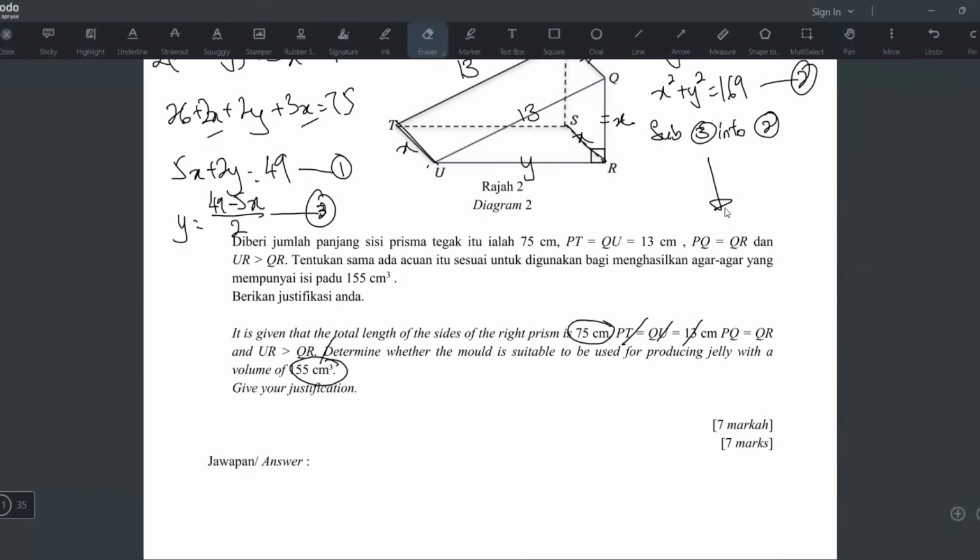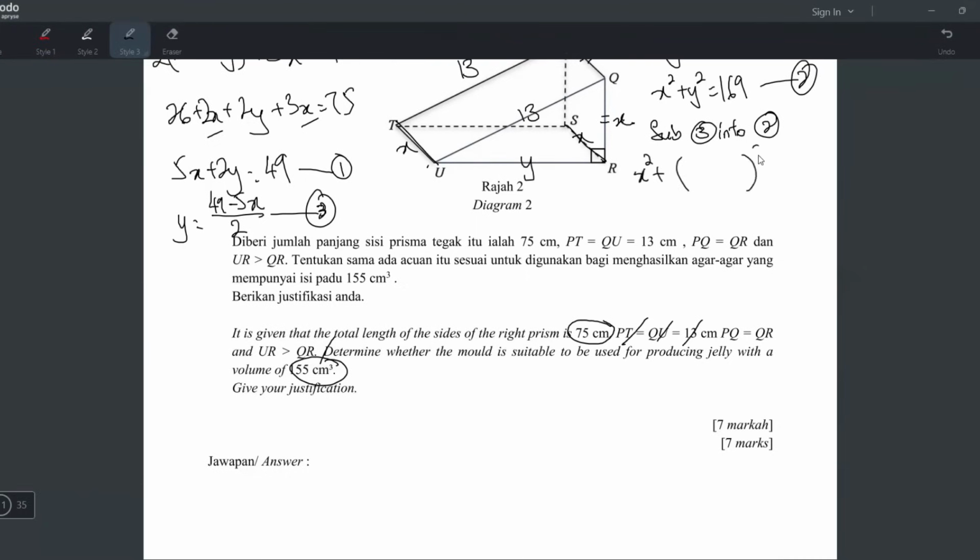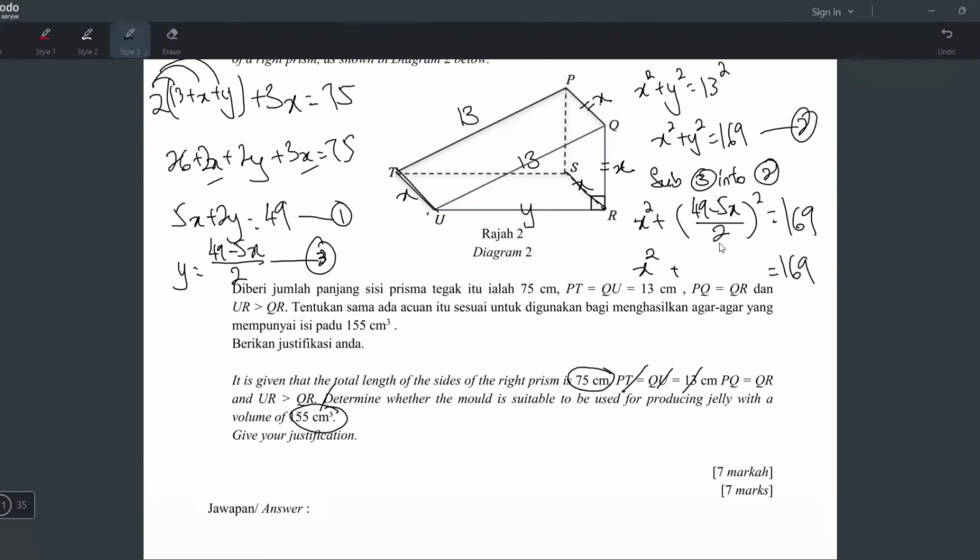So ini akan jadi x square plus y square equals 169. But the y you will ganti dengan 49 minus 5x over 2. So sekarang kita buat yang bracket square ni dulu lah. So x square yang ni tulis, yang 169 ni tulis. How to square this? Siapa yang kena square, atas ke bawah? Sebenarnya both. Dua-dua kena square. Atas pun kena square, bawah pun kena square.